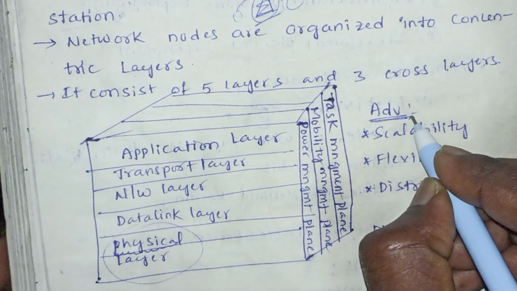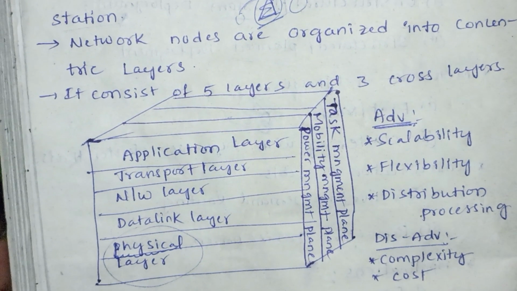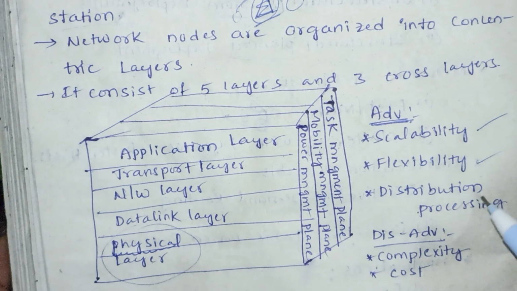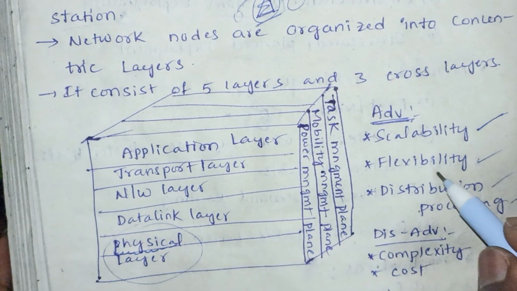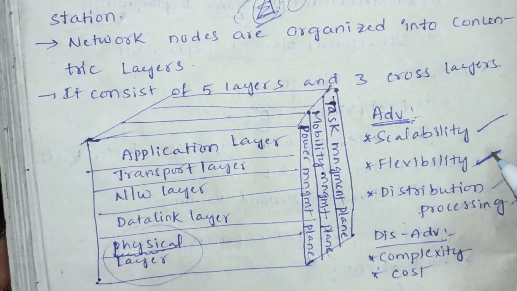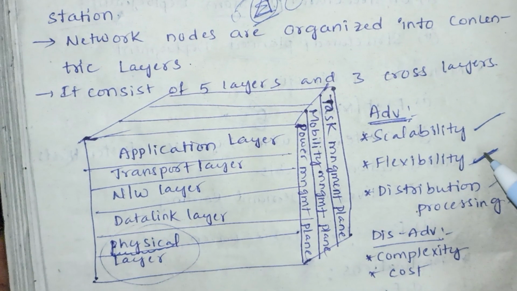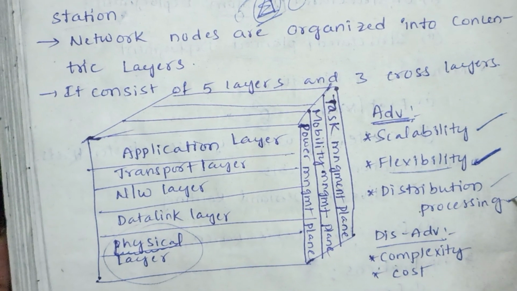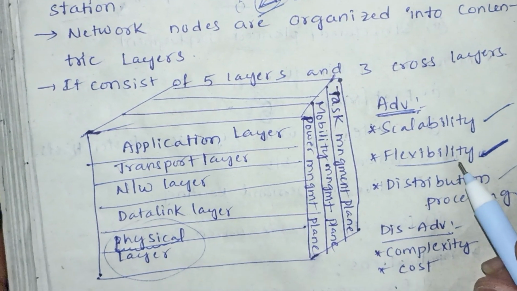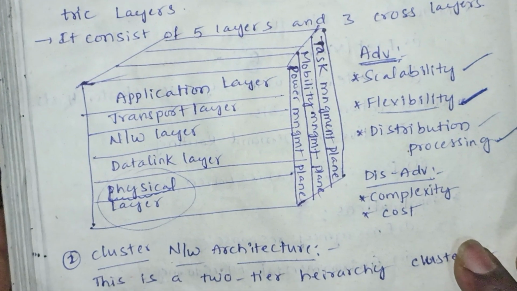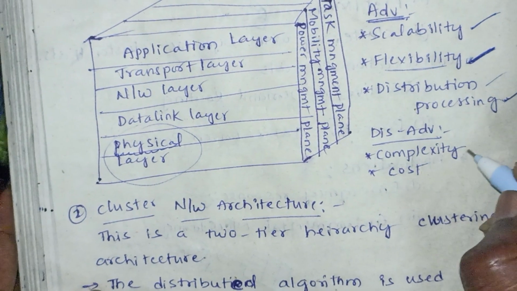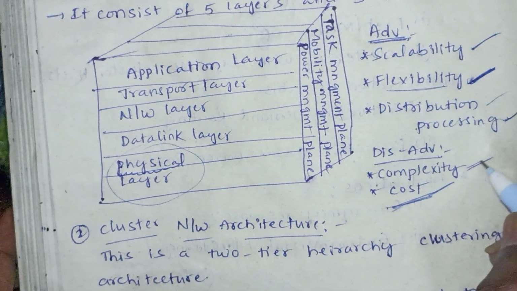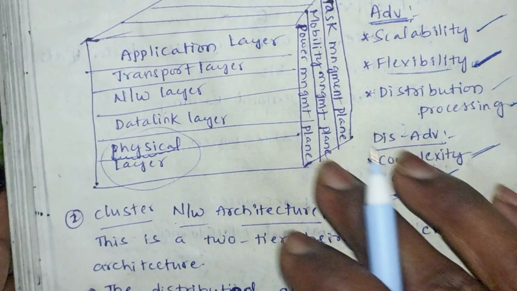And we have advantages of layered network architecture in the architecture of sensor network. What are those? Scalability, flexibility, distribution of processing. We know what scalability is, and flexible means there is no physical connection between two devices, so obviously it can be flexible. And distribution of processing, as I already told, the sensor network can distribute the data everywhere. The disadvantages are complexity and cost. So there is a little more cost and complexity in the layered network architecture.